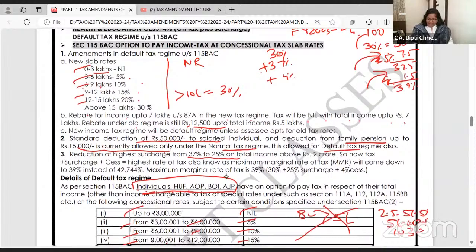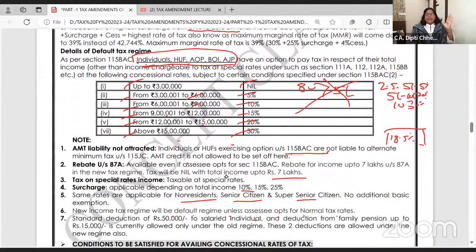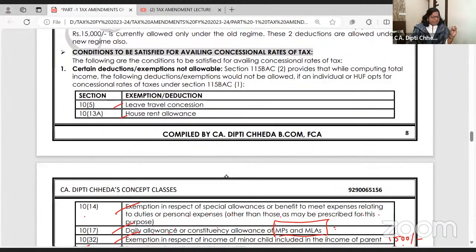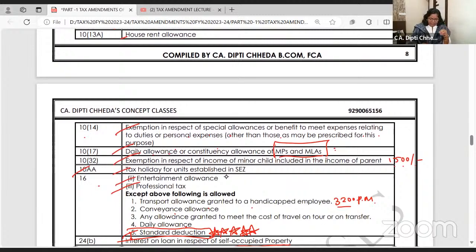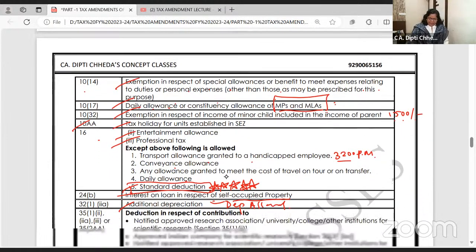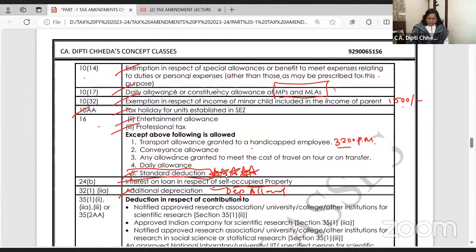Once again, I want to repeat. As I said, to gain something you have to lose something. So you are paying the tax as per 115 BAC less, up to 3 lakh nil, 3 lakh to 6 lakh 5% and so on. In that case, you will not be allowed leave travel allowance. You will not be allowed HRA. You will not be allowed daily allowance for MPs and MLAs. Section 10 AA SEZ and all. Entertainment allowance, profession tax, and yeah, all these allowances.